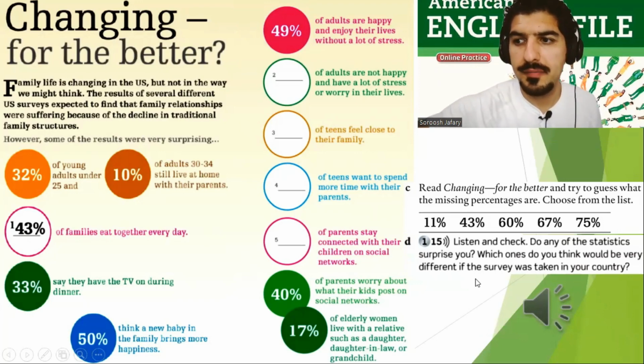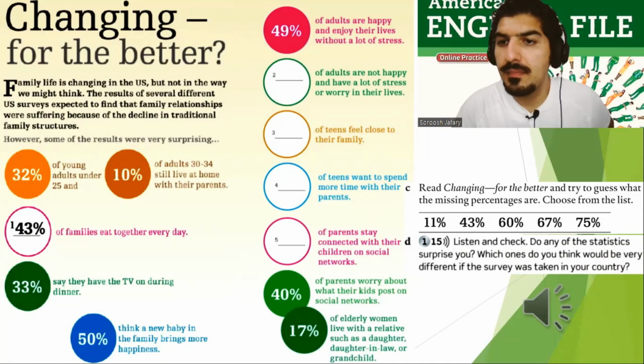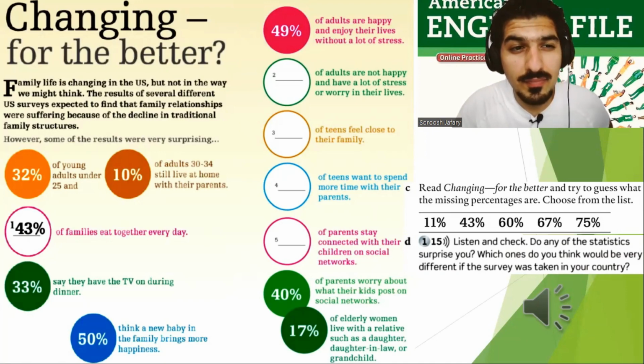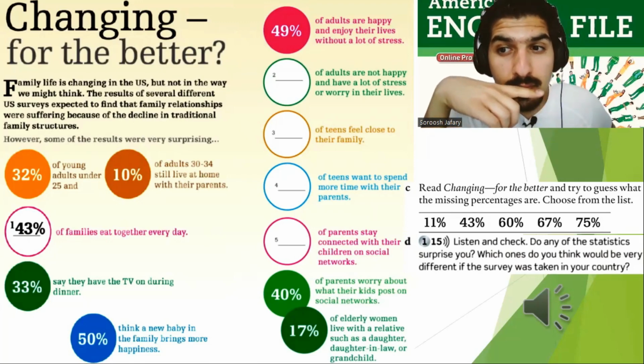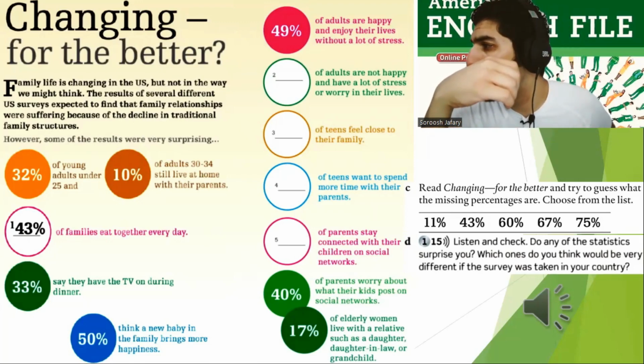Family life is changing in the U.S., but not in the way we might think. The results of several different U.S. surveys expected to find that family relationships were suffering because of the decline in traditional family structures. However, some of the results were very surprising.